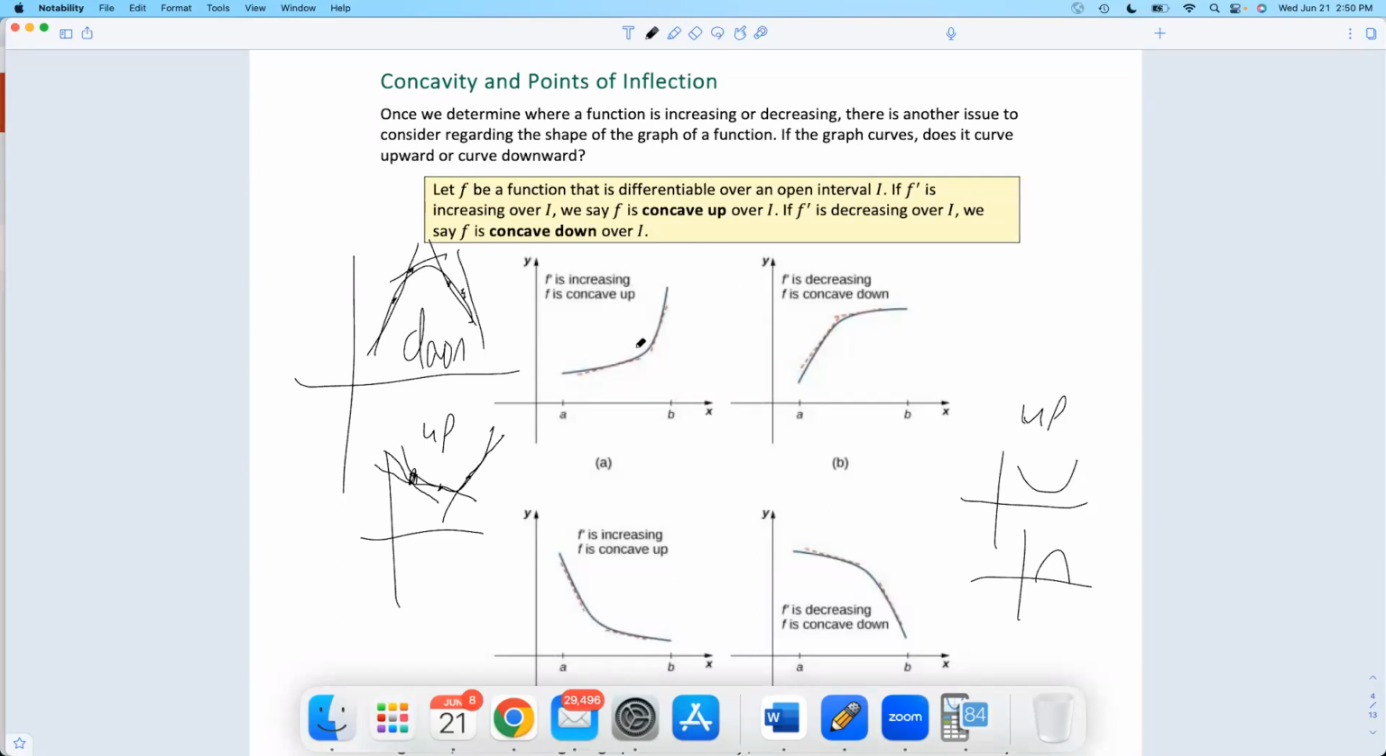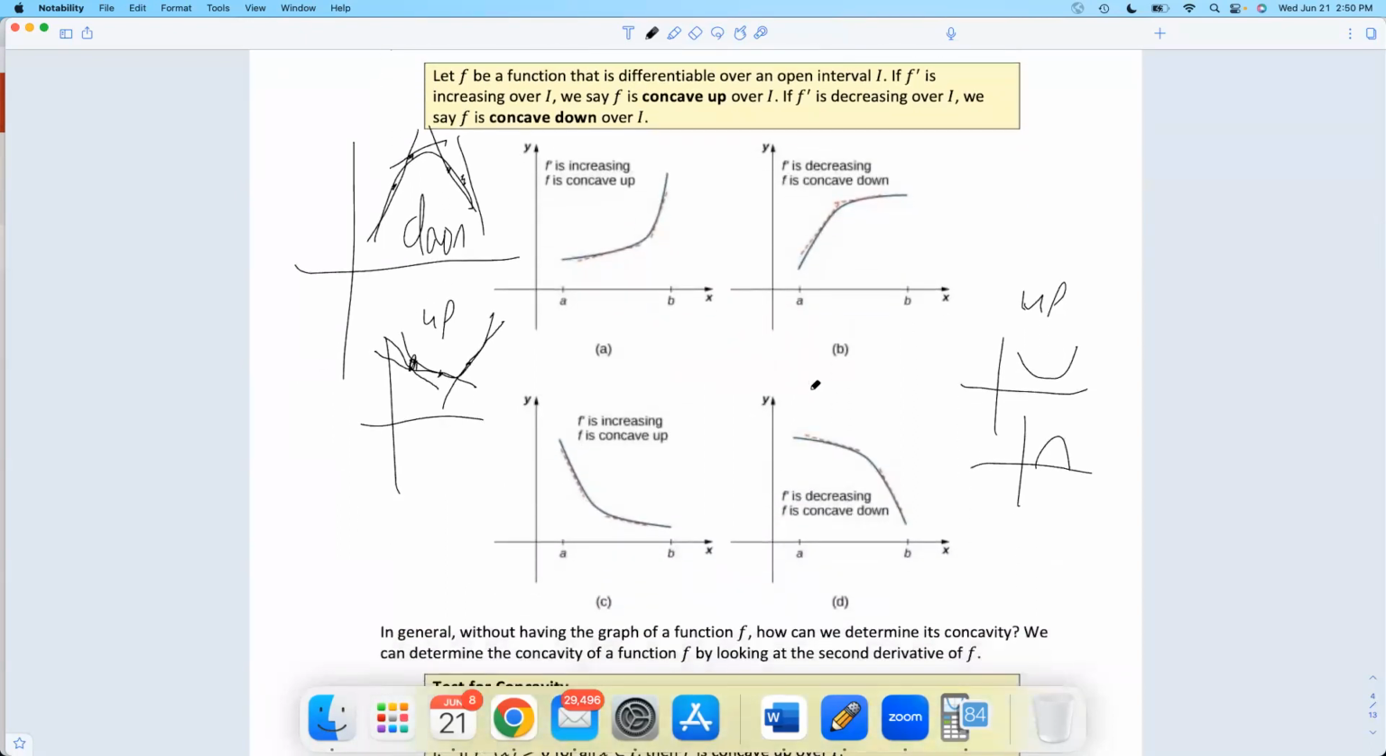So look at these pictures here. See, that looks like a right side up bowl. That looks like an upside down bowl. So concavity has nothing to do with increasing or decreasing. They've shown us 4 different pictures here to see that you can be concave down whether you're increasing or decreasing. It just means it looks like an upside down bowl. Look at both of those pictures. And concave up looks like a right side up bowl.